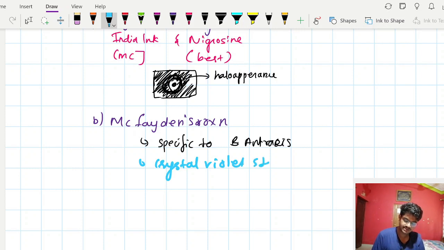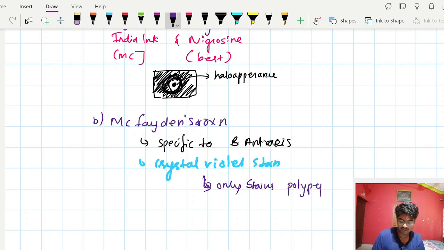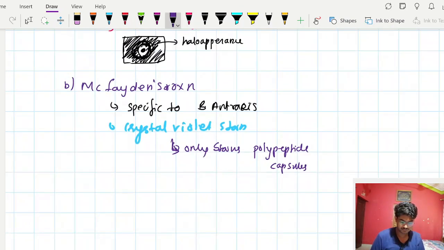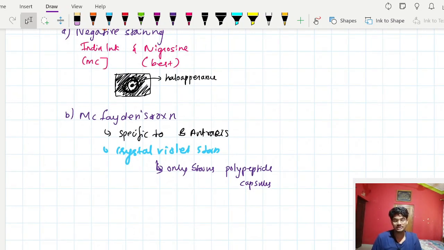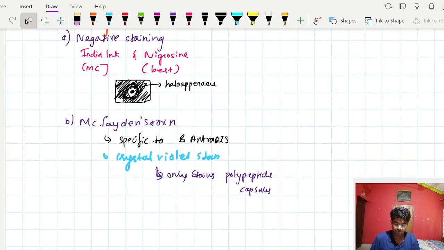Crystal violet stain is used and it only stains polypeptide capsules. Okay, so McFadyean reaction is specific to demonstration of capsule in Bacillus anthracis, but negative staining is usually done for all capsules.